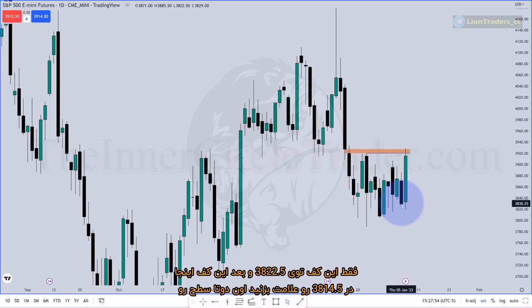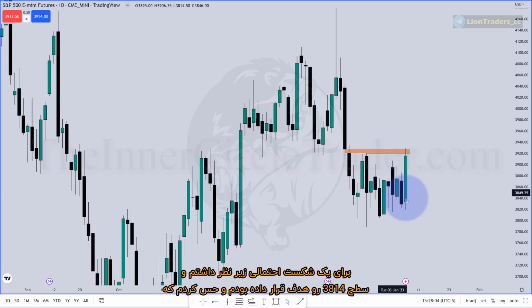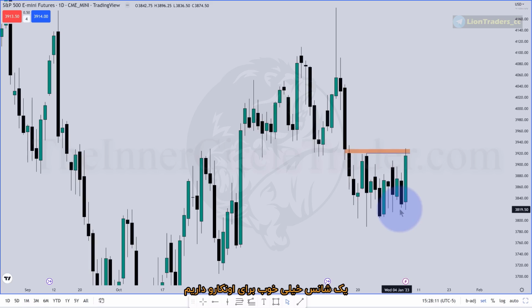Now, before you think I'm tooting my horn here, just note that this low at 38.22.5, and then this low right here at 38.14.5. Those two levels I was watching as a potential break, and then I targeted 38.14. I felt like we had a really good chance of doing that. The low came in at 38.19 even.